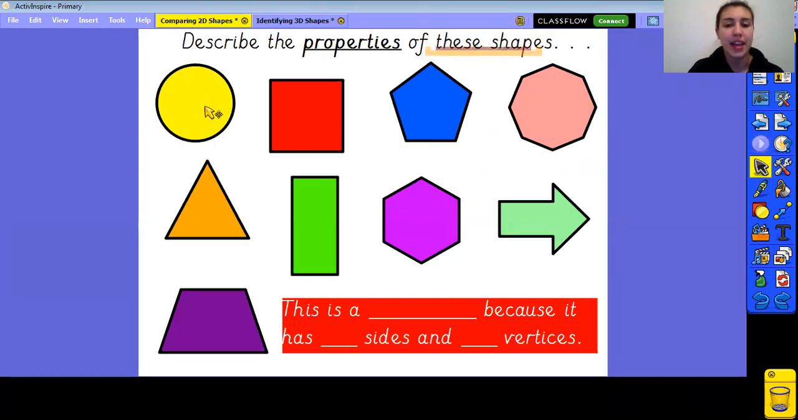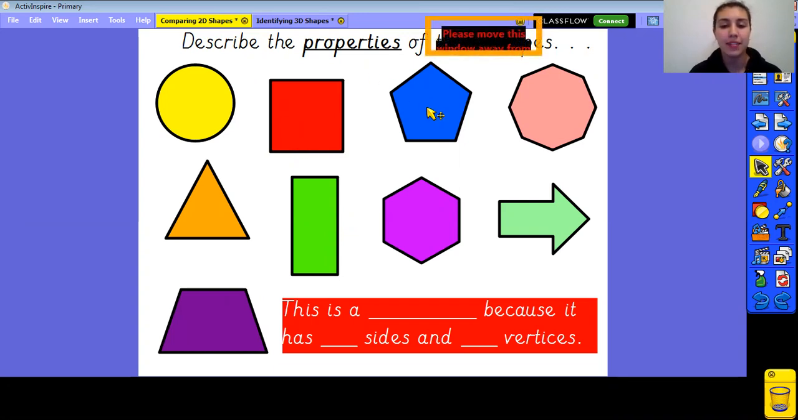So this is a circle because it has one side, and you might say it's got one curved side and 0 vertices. Well done. If it's only got one side, those sides can't meet to create a vertex. Okay, this is a square because it has 4 equal sides. Remember, that's what differentiates it from a rectangle. So this is a square because it has 4 equal sides and 4 vertices.